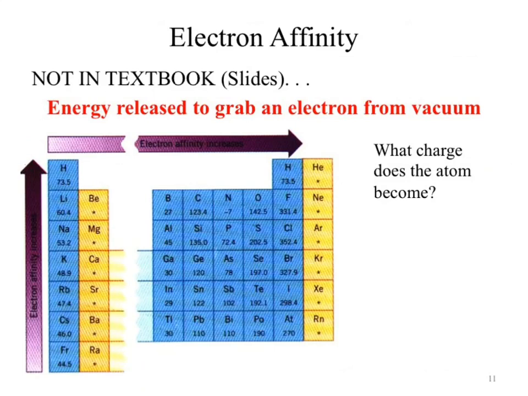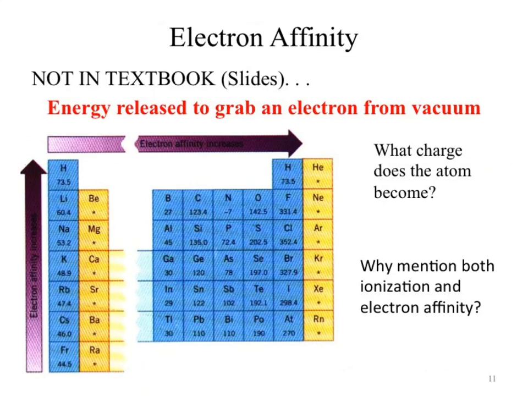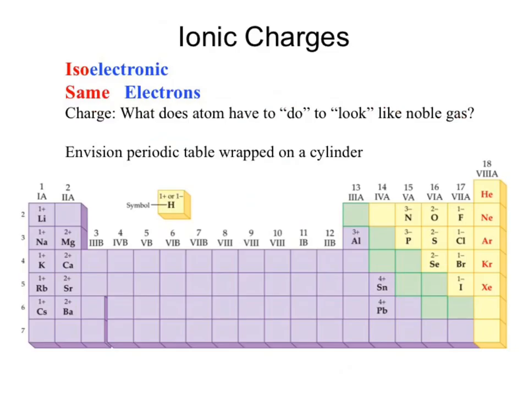The reason I address this is what charge does the atom become in that case? If it grabs an electron, its charge becomes negative. We've increased the amount of electrons now around it by 1 negative charge. Our atom becomes negatively charged. This becomes uber relevant when we look at both of these. It becomes important because in both cases, what we're trying to do is get to something that looks like a noble gas.